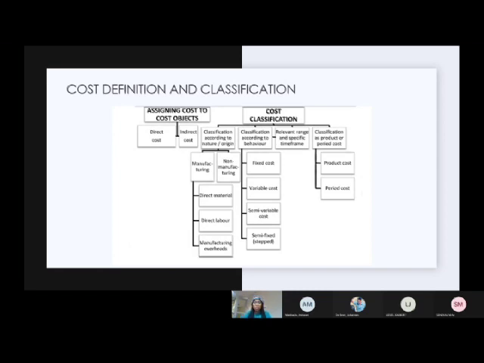And then we're also going to look at the relevant range, a specific time frame, and also classification of product or period cost. I tried to summarize this unit, so please bear with me. If I don't touch certain things, please look at the module that you have, and then you can visit the chapters. Cool?